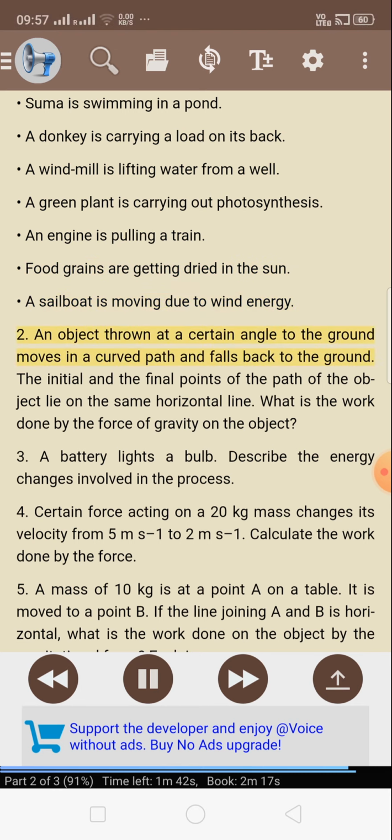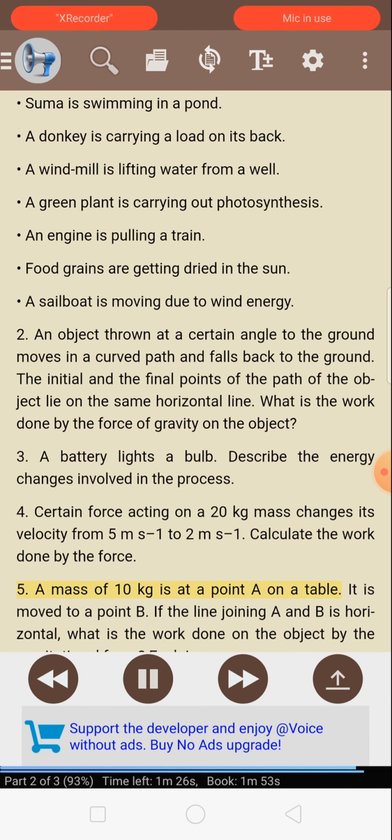2. An object thrown at a certain angle to the ground moves in a curved path and falls back to the ground. The initial and the final points of the path of the object lie on the same horizontal line. What is the work done by the force of gravity on the object? 3. A battery lights a bulb. Describe the energy changes involved in the process. 4. A certain force acting on a 20 kilograms mass changes its velocity from 5 m/s to 2 m/s. Calculate the work done by the force.